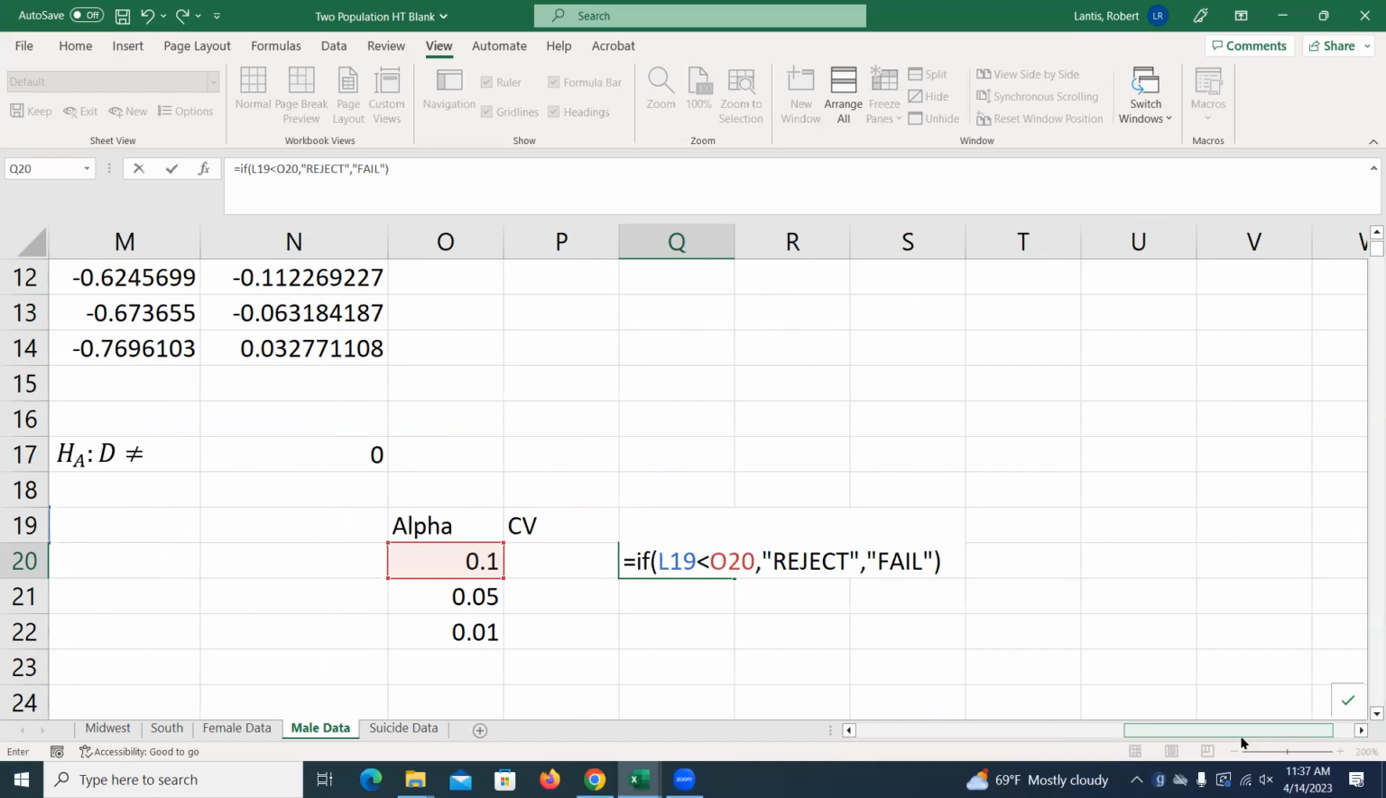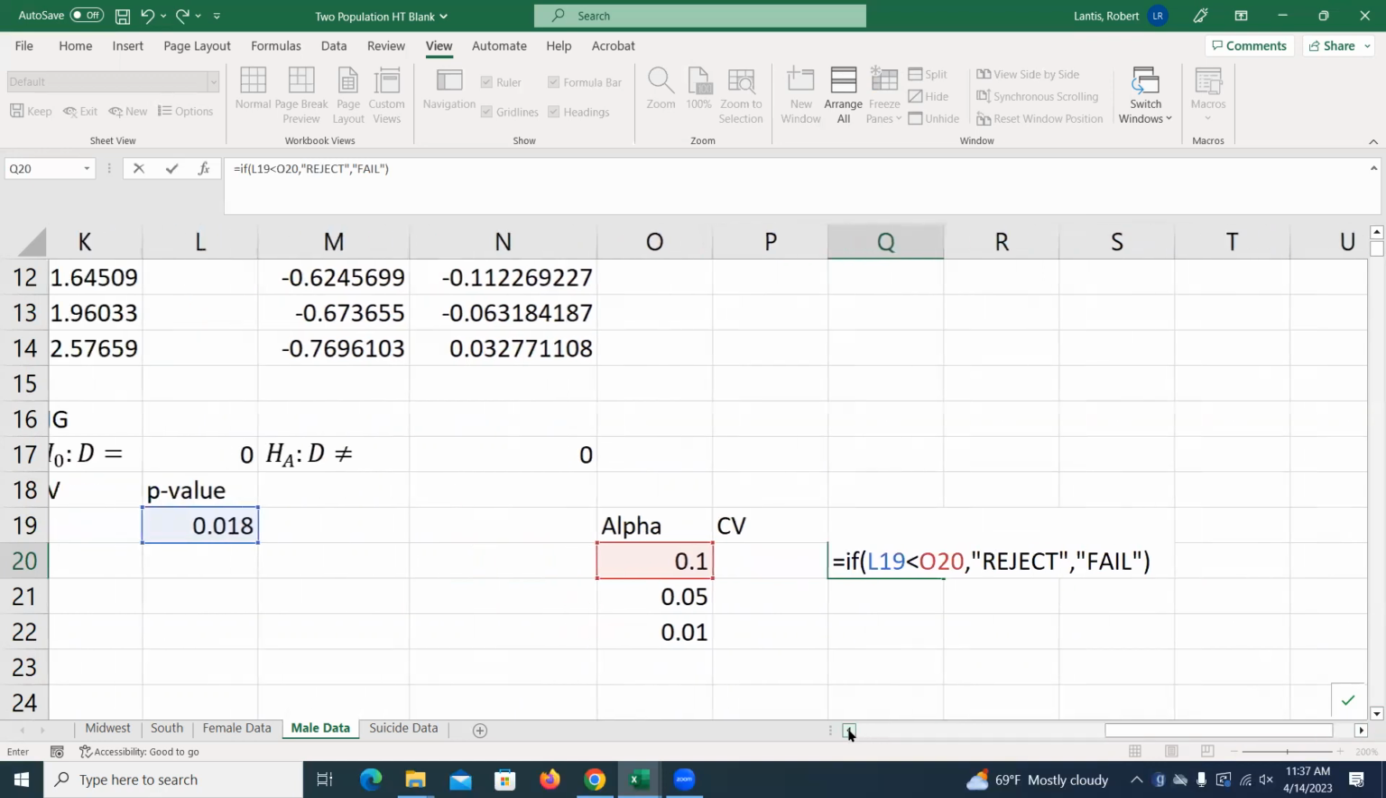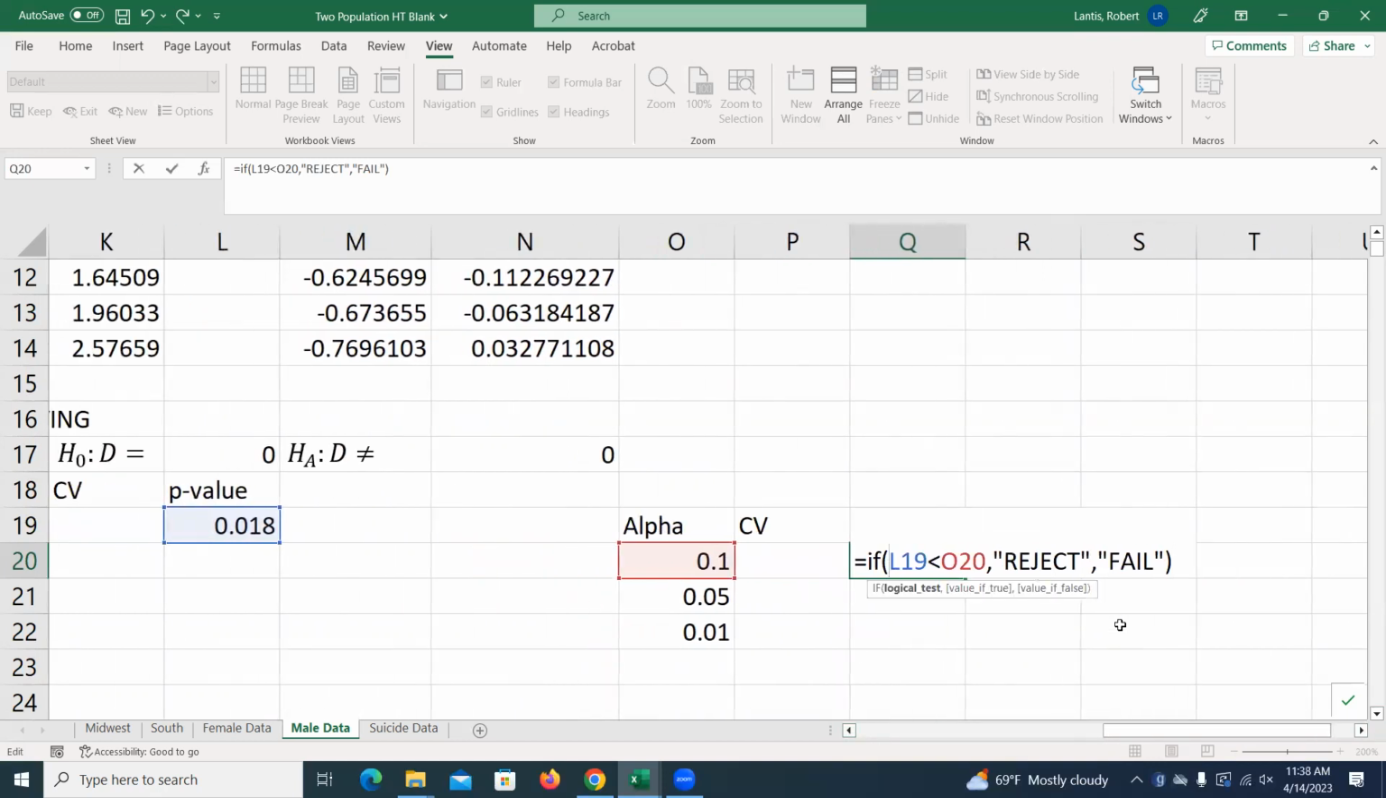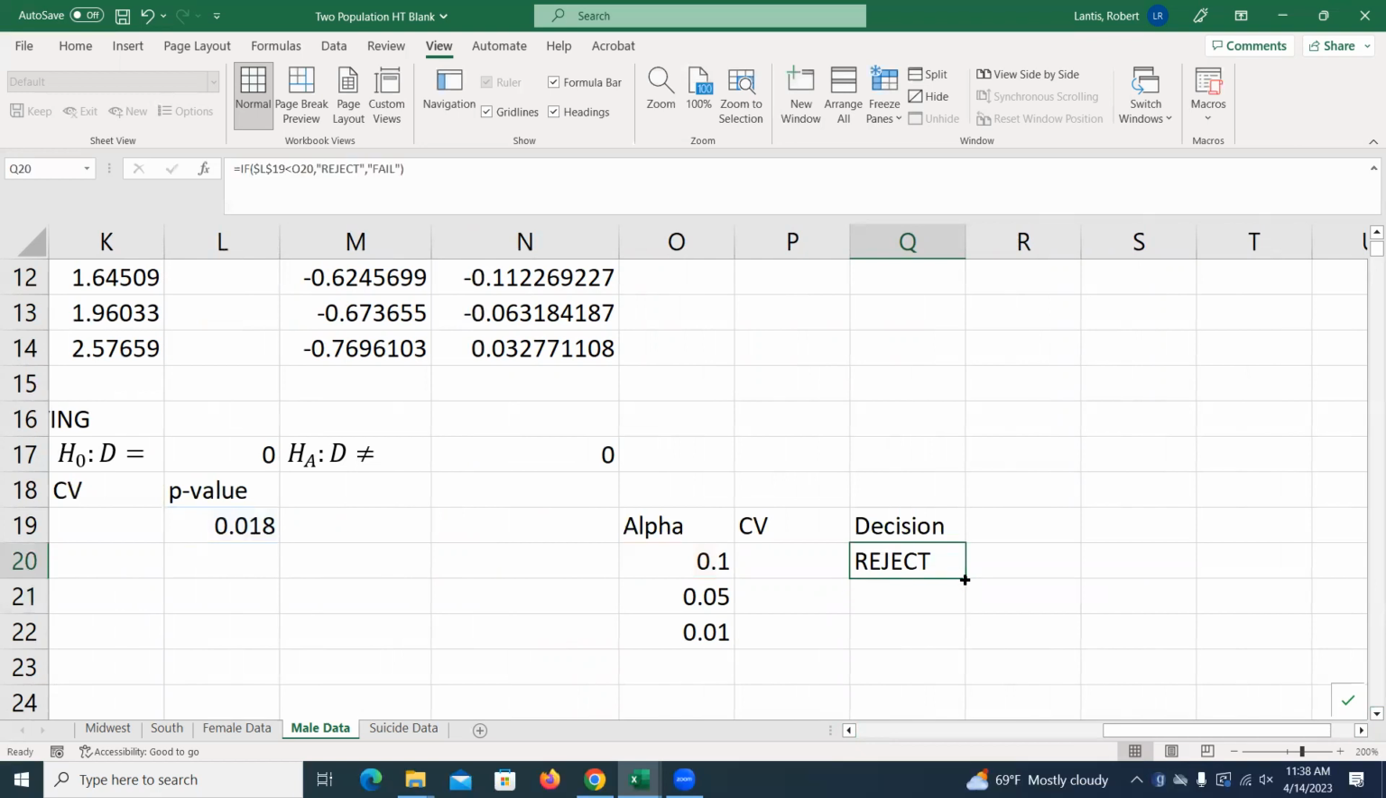So I need to make sure that I look at this p-value cell reference, and when I copy this down, I don't want that to change at all. Okay? So I'm going to freeze that p-value cell reference, hit enter, copy it down. Now I can see, consistent with what we said about the confidence interval, that I can reject this assumed true difference of 0 at a 95% level, but I failed to reject it at 99%.